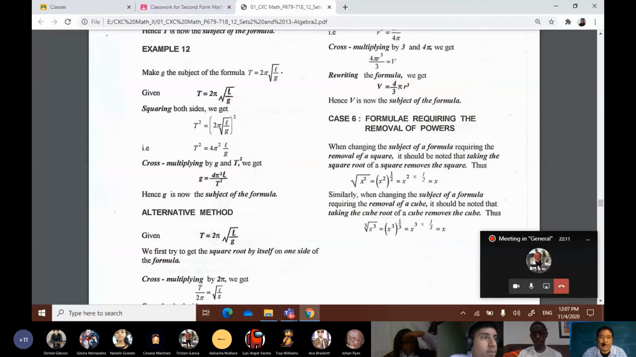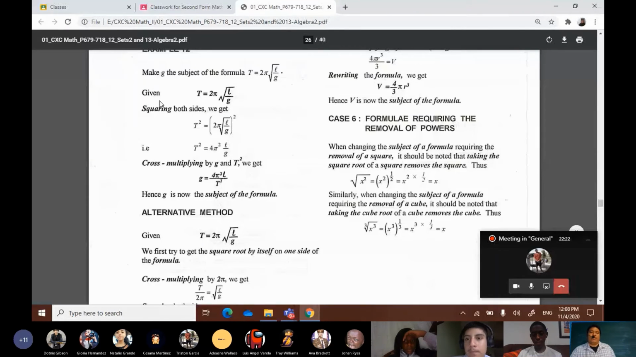It says, example 12, make g the subject of the formula t equals 2 pi times the square root of L over g. So given t equals 2 pi times the square root of L over g, I'm squaring both sides. We get t squared equals 2 pi times the square root of L over g, all squared. So t squared equals 2 squared is 4, pi squared is pi squared. The square root sign and the square cancel, leaving you L over g.